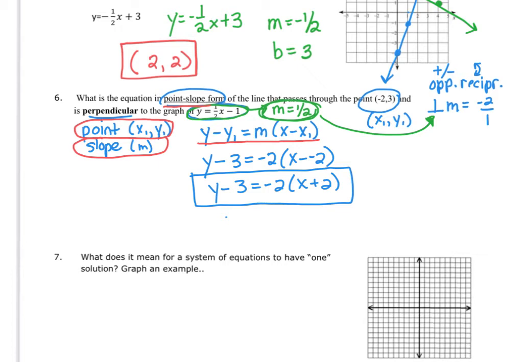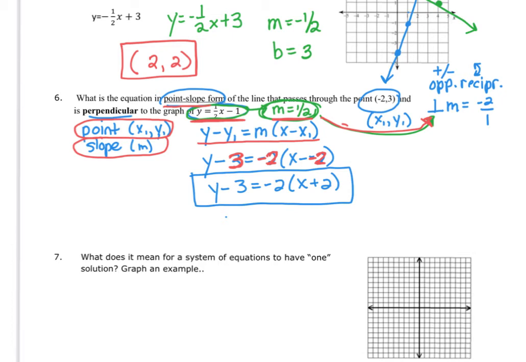And then they gave us this equation right here, y equals 1/2 x minus 1. And they told us they wanted a slope that was perpendicular to that line. So this particular line had a slope of 1/2. One that would be perpendicular will be the opposite reciprocal, which is -2. And then I just plug everything in. I plug in my 3 from my y value. I plug in my -2 from my x value. And I plug in my -2 for my slope. And I'm done. Pretty simple, straightforward.